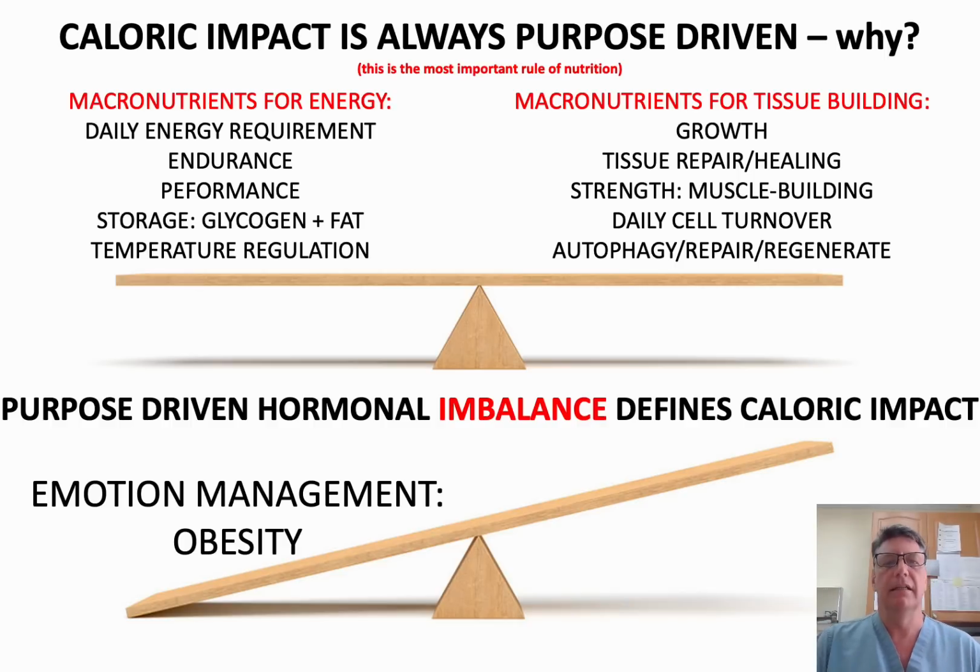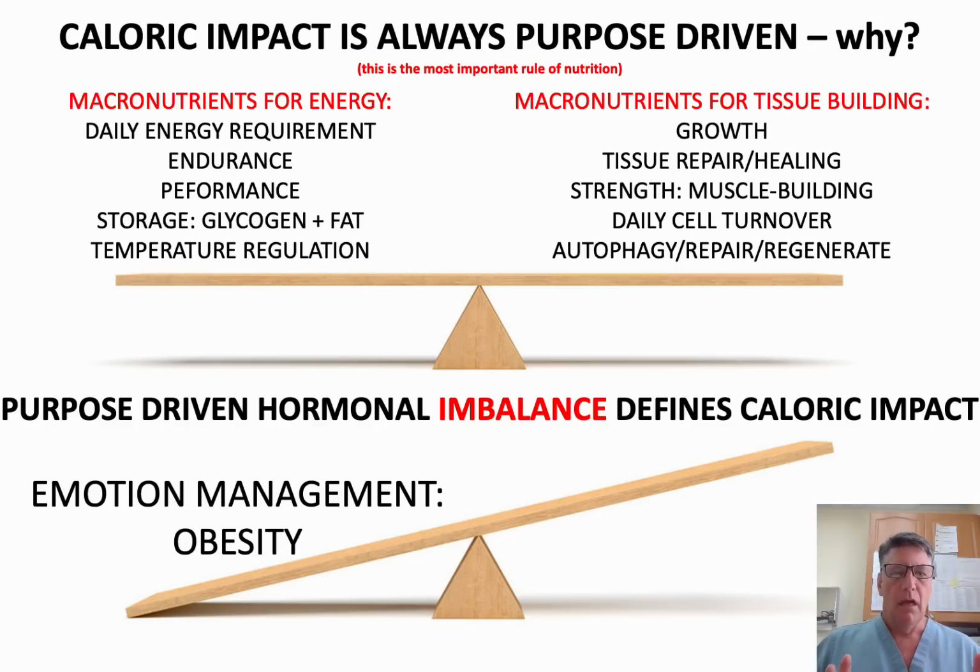Why are the people eating the way they are? And from a biologic perspective, there are really two reasons why we eat macronutrients. First of all, for daily energy required for endurance, for performance, for storage as a storage source for energy, and then for thermoregulation, for temperature regulation. However, macronutrients are also used for growth, for tissue repair and healing, for strength, for muscle building, as part of daily cellular turnover, autophagy, repair, regeneration.